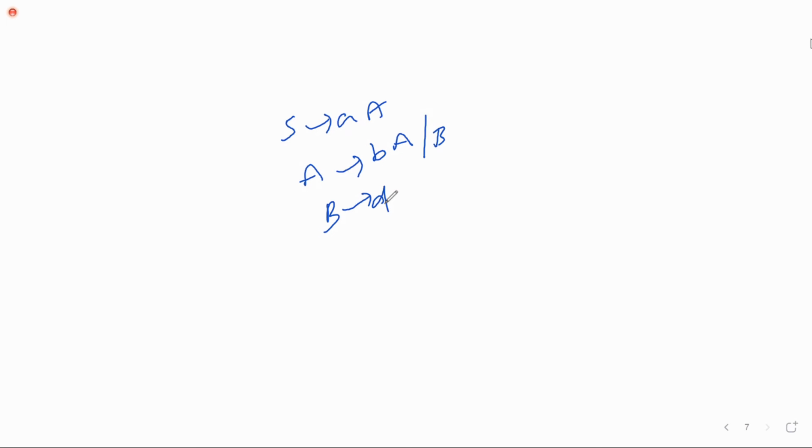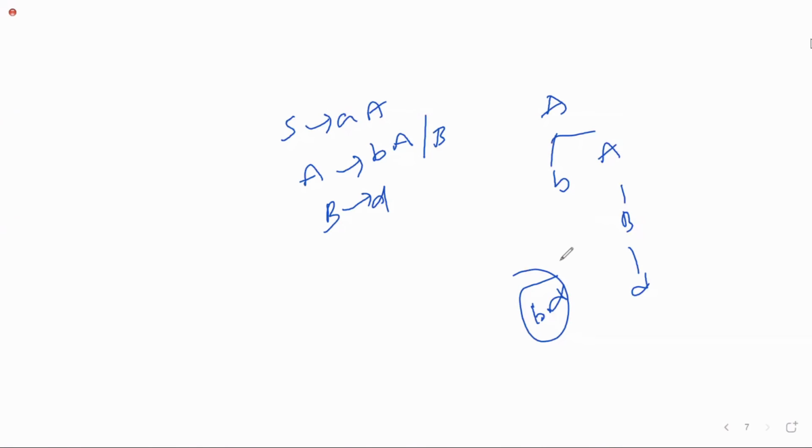A is a useless symbol. Which one, ma'am? A. A is a useless symbol. How can you say that? From A I can derive B, and from B I can derive D, so I am getting the string, no? How can you say that A is a useless symbol?